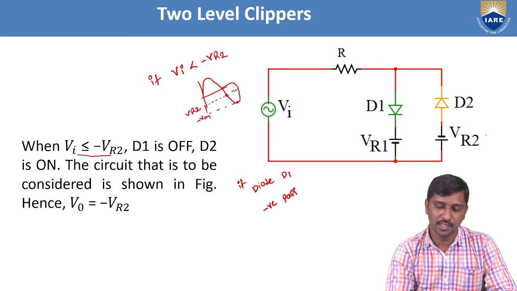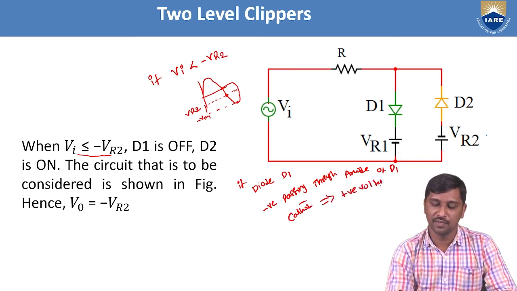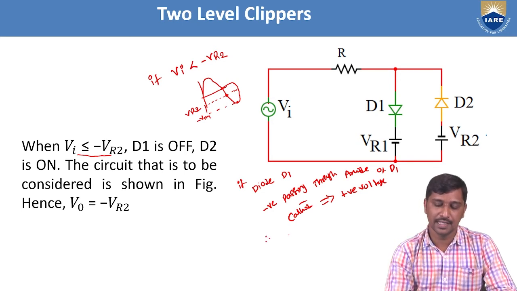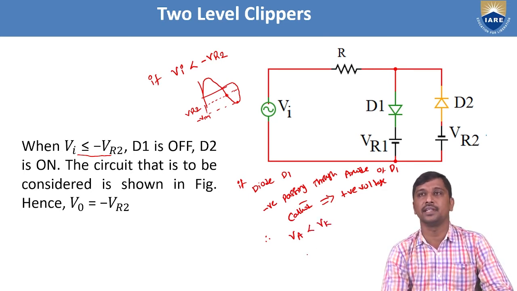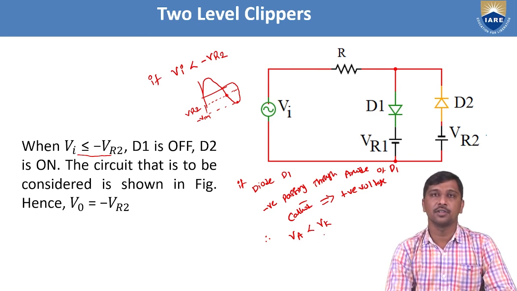anode of D1, and the cathode is connected to the positive voltage here for diode D1. So with respect to these 2 points, a negative magnitude is passing through the anode of D1 and a positive magnitude is connected across the cathode of D1. Hence, it satisfies the condition: your anode voltage is less than your cathode voltage. Anode voltage is lesser compared with your cathode voltage.